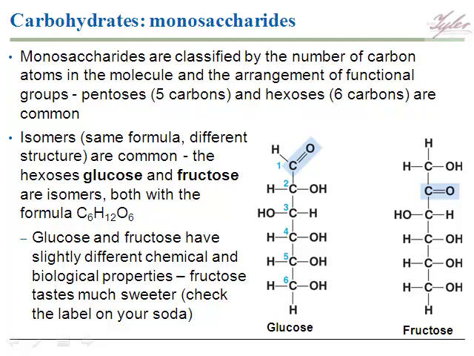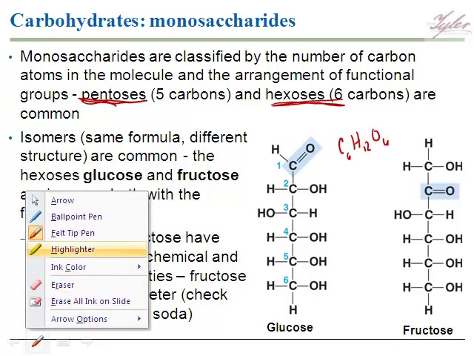Now, the monosaccharides are classified by the number of carbon atoms in the molecule and the arrangement of functional groups. Pentoses have 5 carbons. Check it out, because a pentagon has 5 sides, and hexoses have 6 sides as well as 6 carbons. They're very common. Now, we can also have isomers in the molecule. Notice 1, 2, 3, 4, 5, 6. 1, 2, 3, 4, 5, 6. These are both C6H12O6. The same molecular formula, but slightly different arrangement.